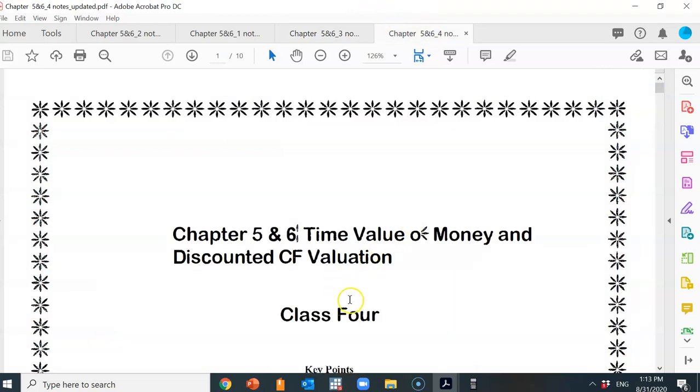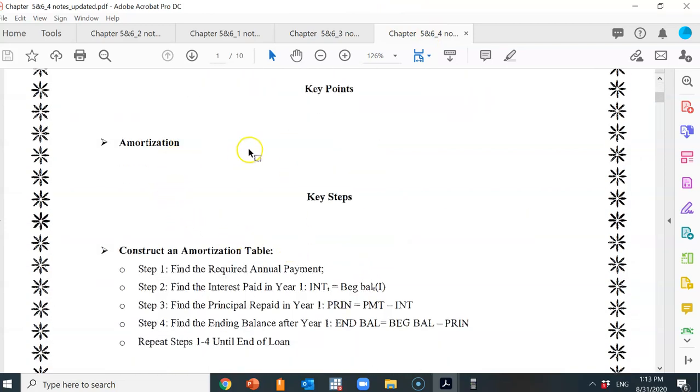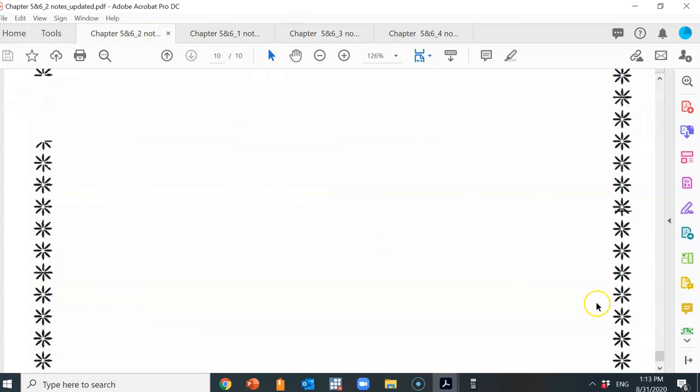And in the last class, class 4 of chapter 5 and 6, we're going to learn about amortization table. Okay, so amortization table might not be in the textbook, but it's something useful, so I add here in my notes here. All right, that's all for today's class. Chapter 5 and 6, class 2.